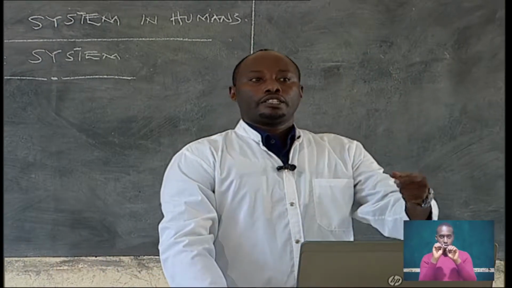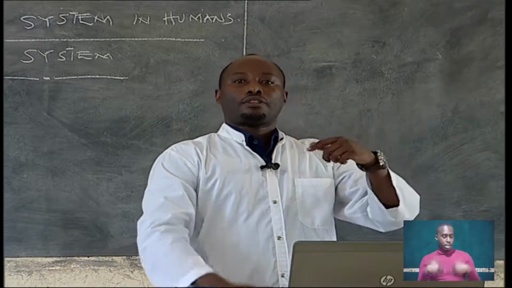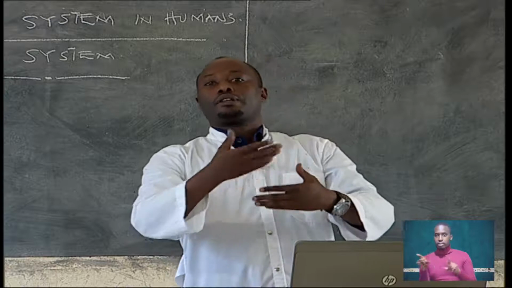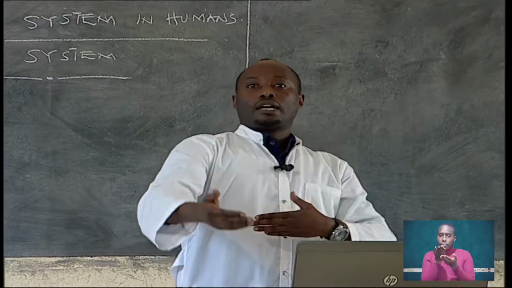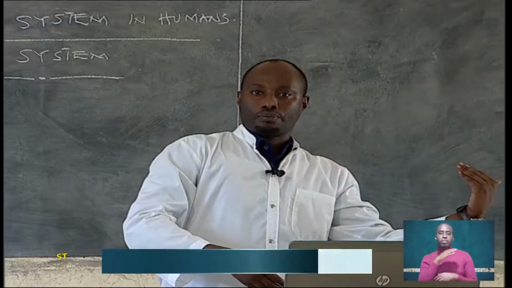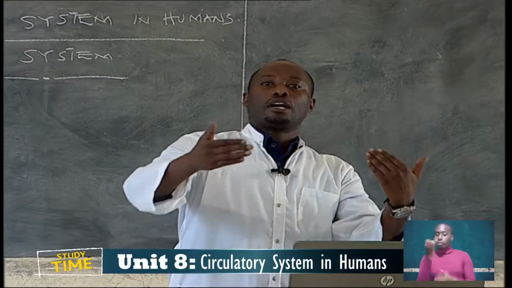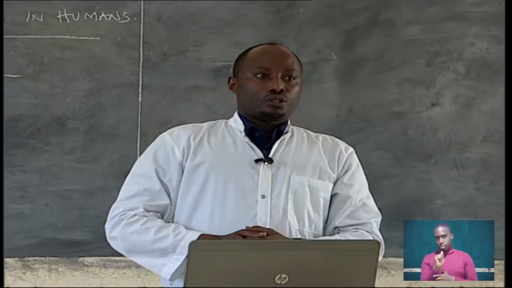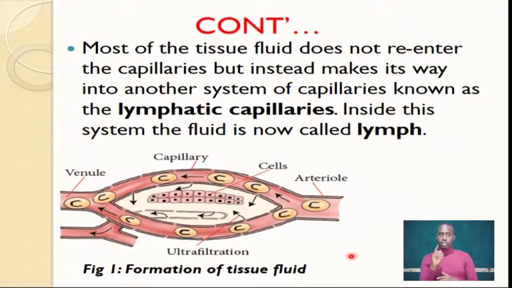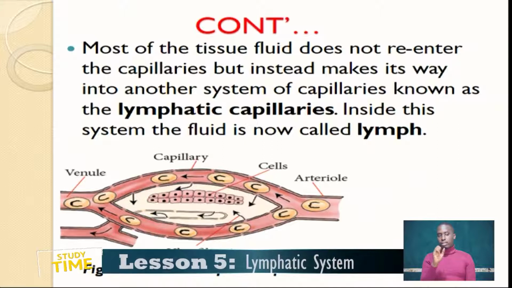So it means that tissue fluid eventually drains back after bathing the cells, after nourishing the cells, after removing the waste products, toxic substances, toxins. Now that tissue fluid has to be returned back into the bloodstream, where in the venular end the tissue fluid is in lower concentration because of the pressure that has been created. So most of the tissue fluid does not re-enter the capillaries, but instead makes its way into another system of capillaries, what we call lymphatic capillaries. Inside the system, the fluid is known as lymph.